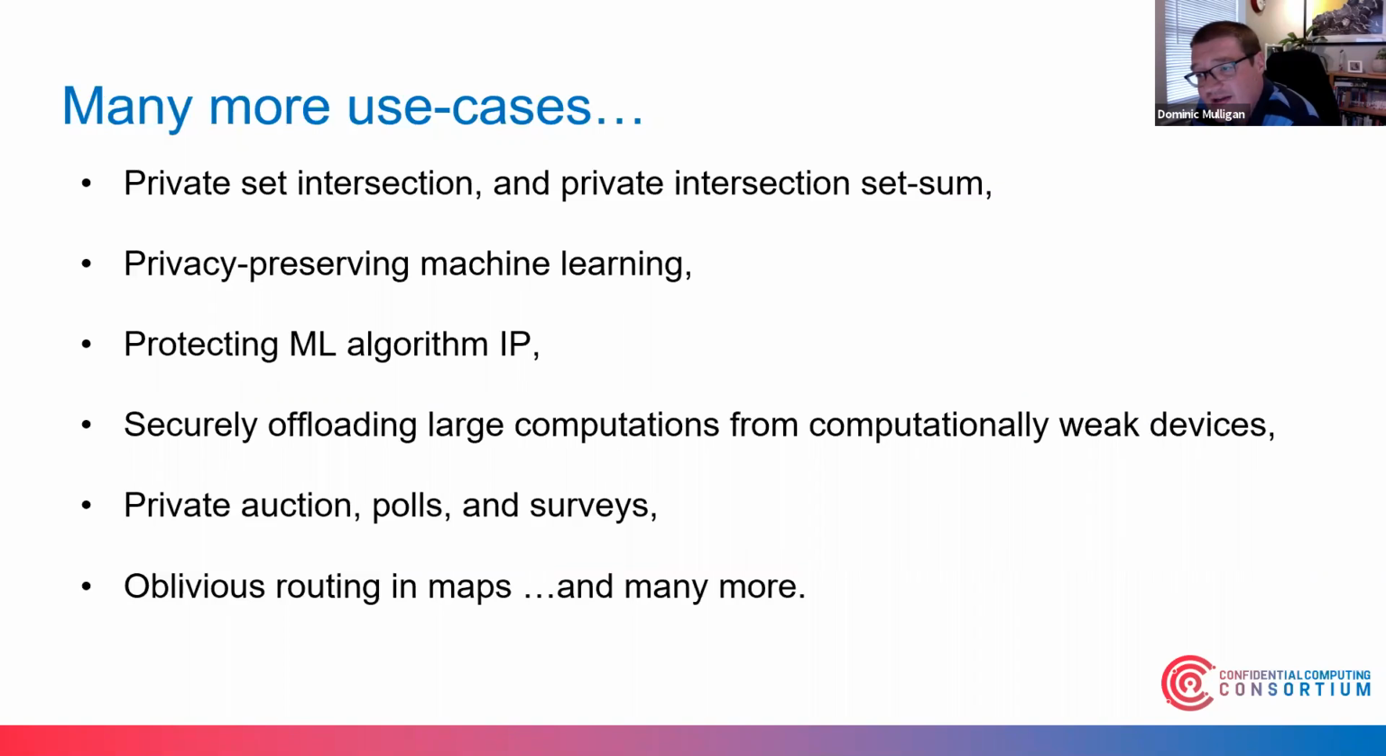Okay, so we've actually identified many more use cases for Veracruz. For example, we could use Veracruz for private set intersection, privacy-preserving machine learning, or even oblivious routing in maps. If you want to find out how to get from A to B, you could use Veracruz for this without letting on where exactly you are, or what two points you're interested in.